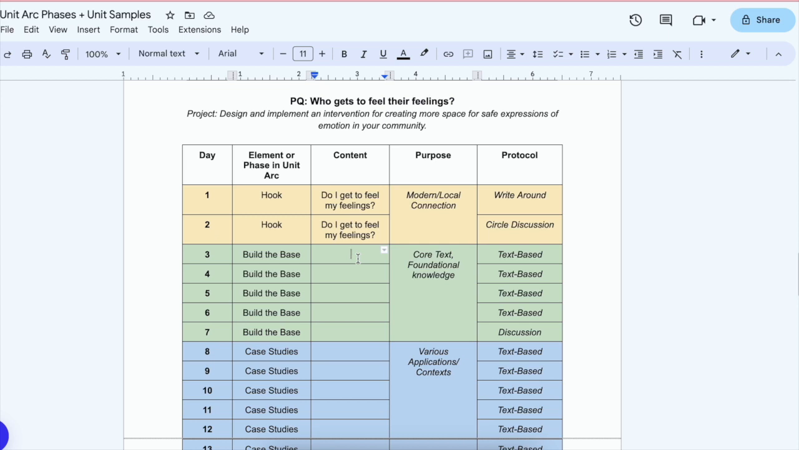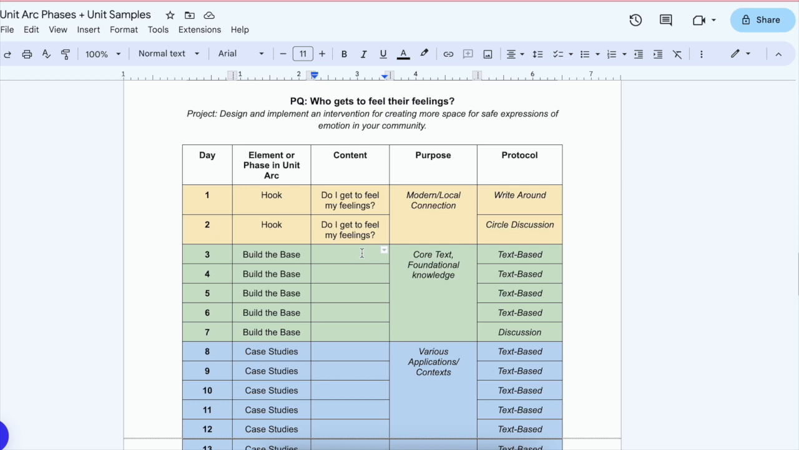What is the core that we want students to understand? I think for me, it is this idea of social norms and regulation and control, and historically, what we allow and enable people to do.